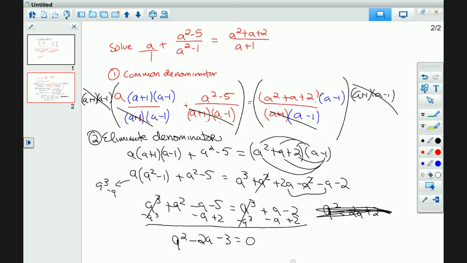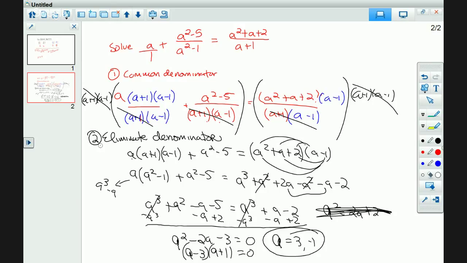What are the factors? a minus 3, a plus 1, and the zeros are a equals 3 and a equals minus 1. Oh, sorry if you can't see this. A lot of work for just a little bit. This is the only new stuff.